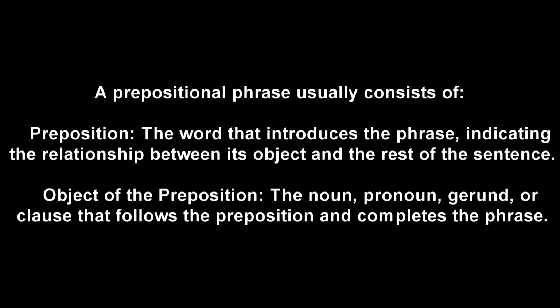Structure of a prepositional phrase. A prepositional phrase usually consists of a preposition, the word that introduces the phrase, indicating the relationship between its object and the rest of the sentence. Object of the preposition, the noun, pronoun, gerund, or clause that follows the preposition and completes the phrase.